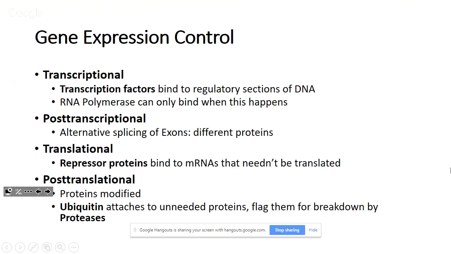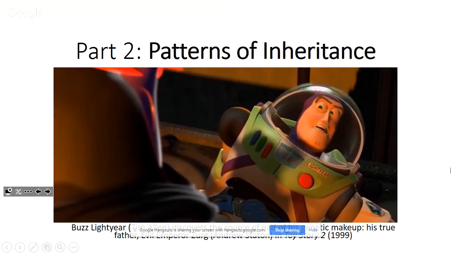So what we do is we get protease to break down those already made proteins so you don't get a buildup of useless proteins. Alrighty then. So the next thing we need to consider is patterns of inheritance.